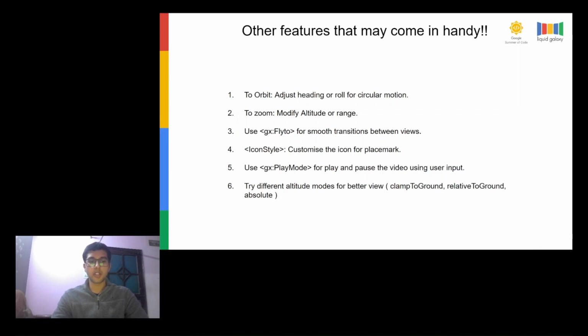You can also customize how place marks appear using icon style, allowing you to change icons, colors, or scales. Using play mode element, you can enable user controlled play and pause behavior for media content. And finally, experimenting with different altitude modes such as clamp to ground, relative to ground, and absolute helps achieve better visual perspective and depth. These small features greatly improve the clarity, smoothness, and overall quality of the Liquid Galaxy tools.